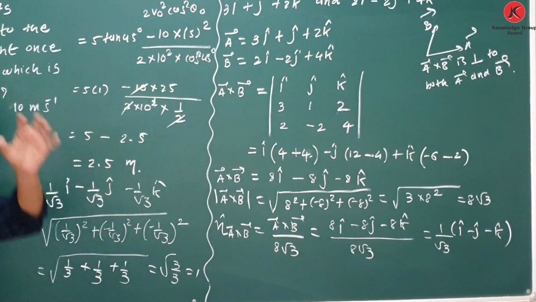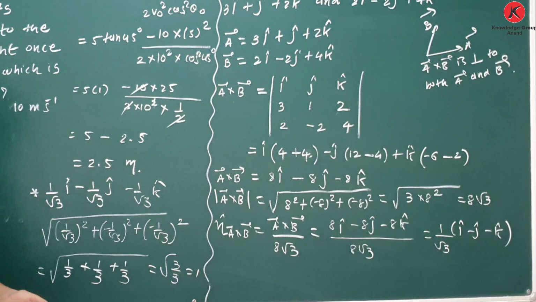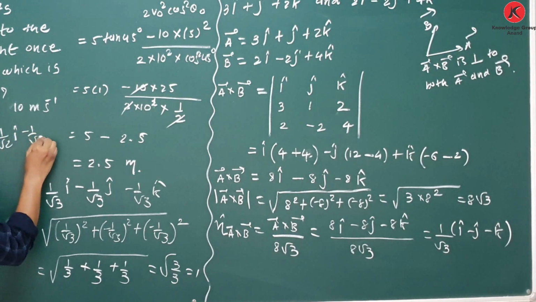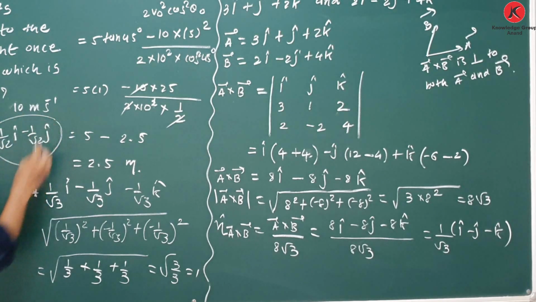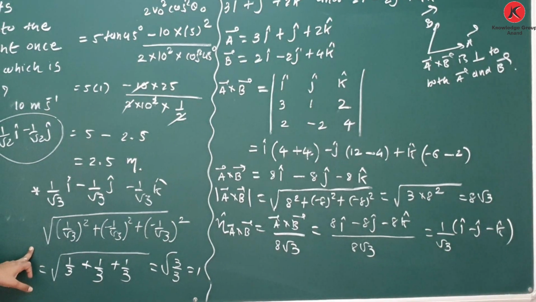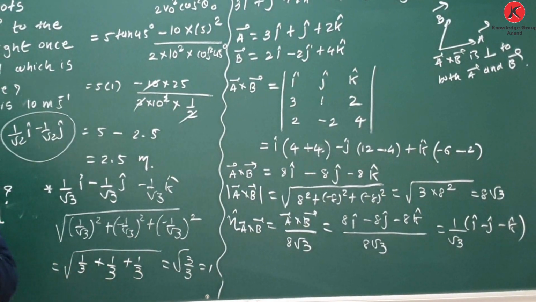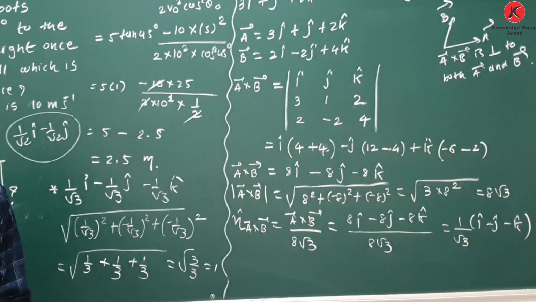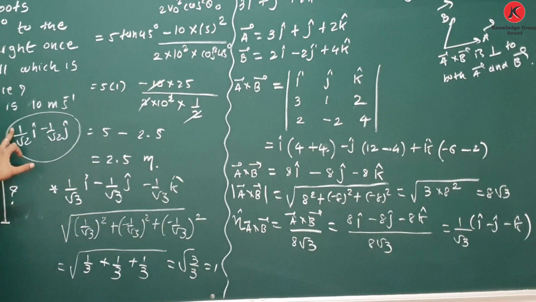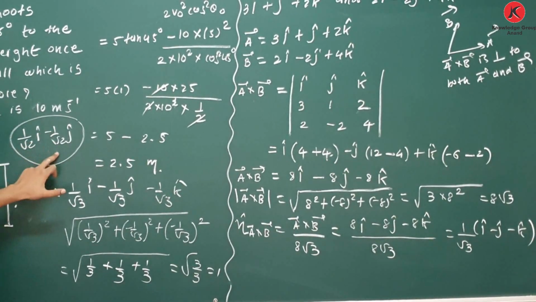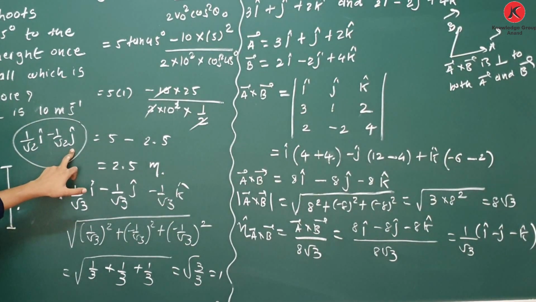Otherwise, if you are given any vector, say 1 upon root 2 i minus 1 upon root 2 j, is this vector a unit vector? Yes or no? How to identify? Find the magnitude. If your answer is 1, then yes, it is a unit vector. If your answer is not 1, it is not a unit vector. So is 1 upon root 2 i caret minus 1 upon root 2 j caret a unit vector? Write down your answer in the comment box.